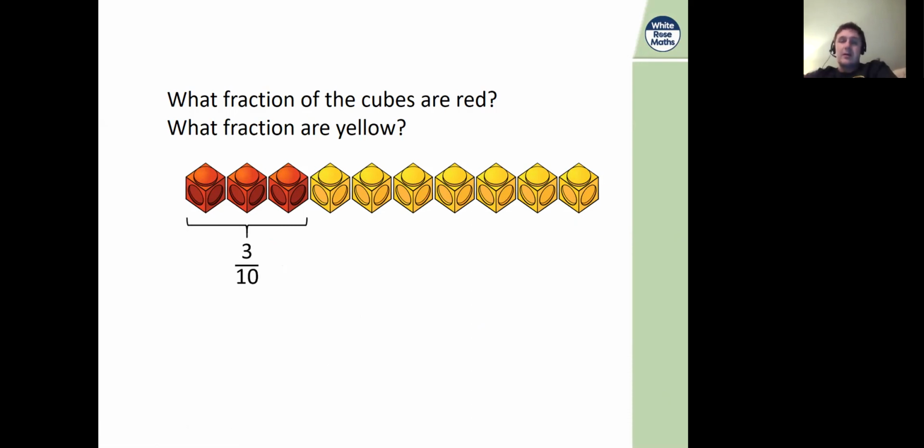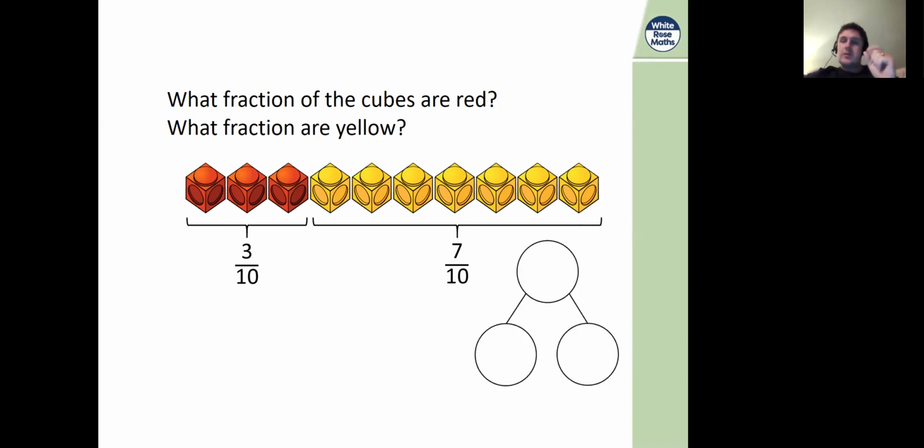What fraction of yellow? Well, what do we add to 3 to make 10? We're going to have 7/10. If we used a part-whole to show that, we'd have 3/10 add 7/10 makes 10/10. Another way we can say 10/10 is 1 whole. Okay? If the numerator matches the denominator, it is a whole, 1 whole.